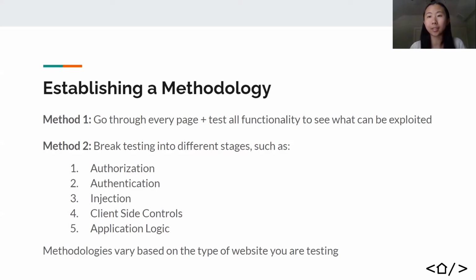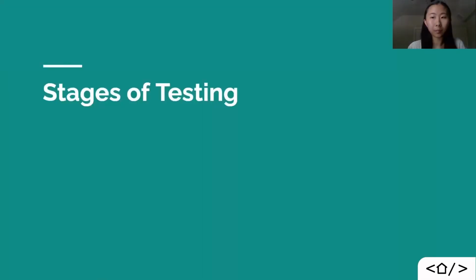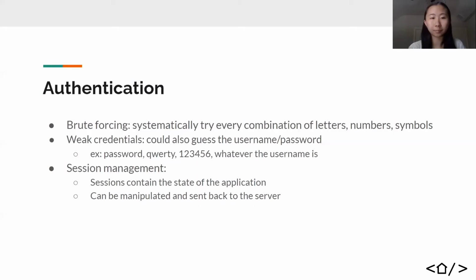Everything that you do is basically specific to whatever you're testing, whatever website you're testing. So what are the stages of testing? Well, one stage that you can do is authentication, and there are different ways to do this. One way to test for authentication is brute forcing. This is when you systematically try out every combination of letters, numbers, and symbols.